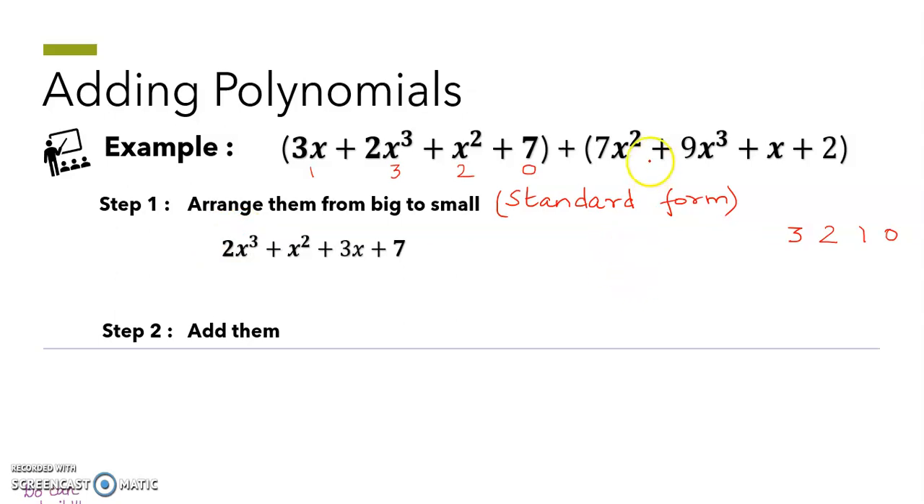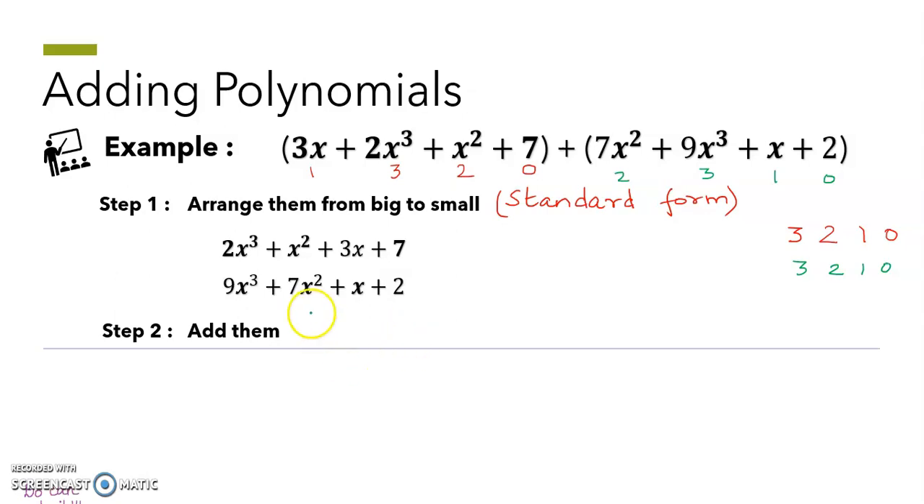In the same way you have to do it for the second polynomial. So for the second polynomial, what do you have? Here the degree is 2, here the degree is 3, here 1, 0. So you have to arrange in the order of 3, 2, 1, 0. So you write 9x cubed plus 7x squared plus x plus 2.